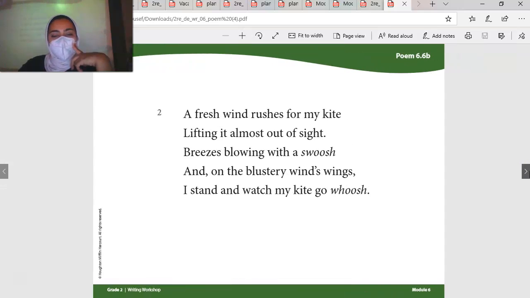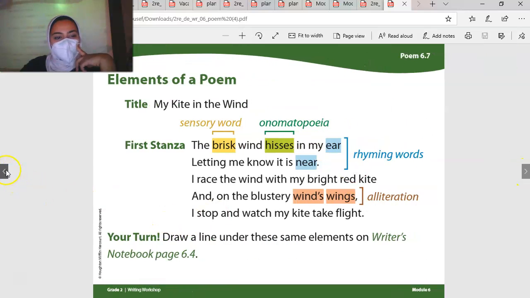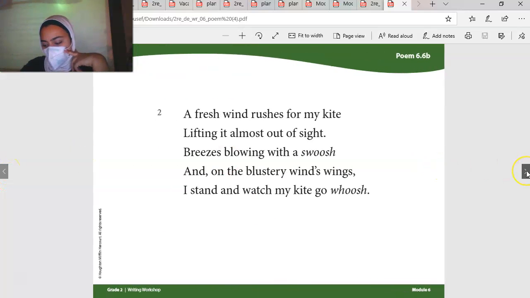A fresh wind rushes for my kite, lifting it almost out of sight. Breezes blowing with a swoosh, and on the blustery wind's wings I stand and watch my kite go whoosh. Excellent job. Very good.